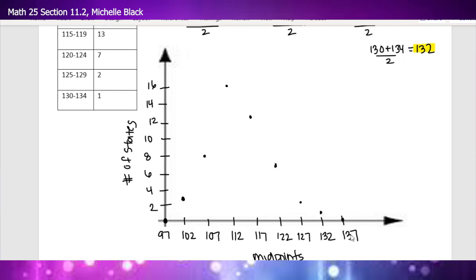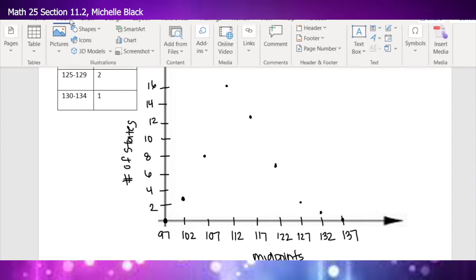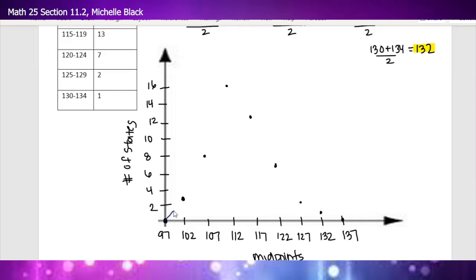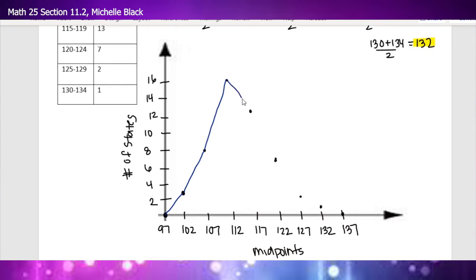And now what you want to do is you want to go back and connect all of these dots with line segments. And this is our frequency polygon for our data.